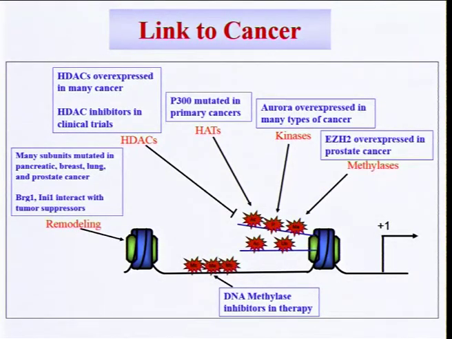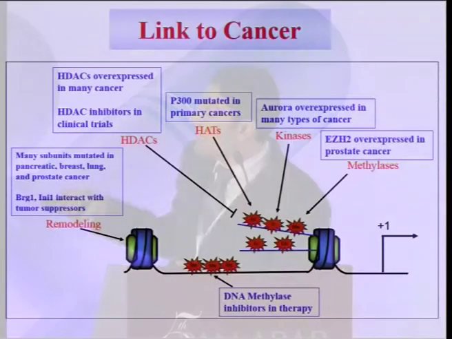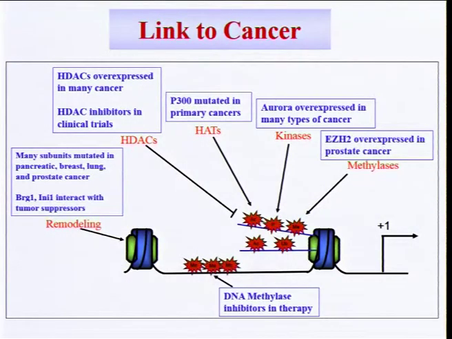There's a lot of evidence of the link between these modifications and the epigenetic signals and cancer. So for example, DNA methylation at the promoters has been linked to cancer. So there are a lot of DNA methylase inhibitors that are used perhaps in therapy or at least in clinical trials. HDAC inhibitors are also in clinical trials. So HDACs are overexpressed in many cancers.